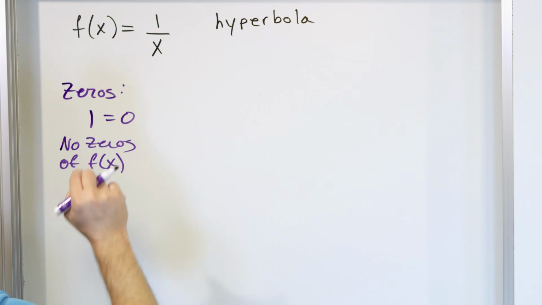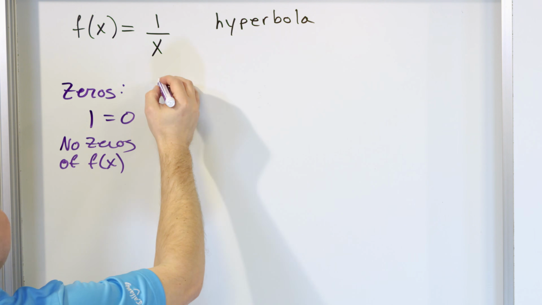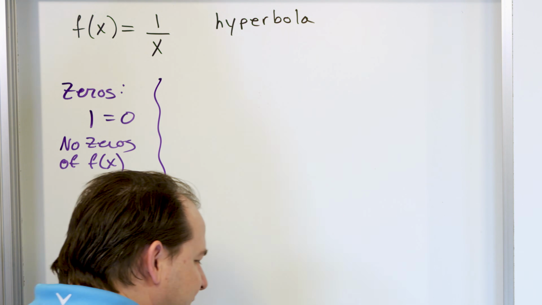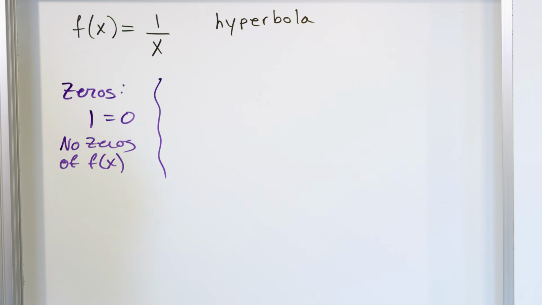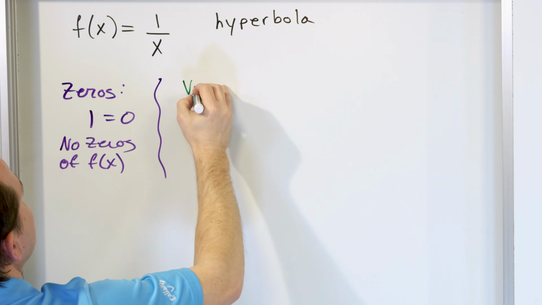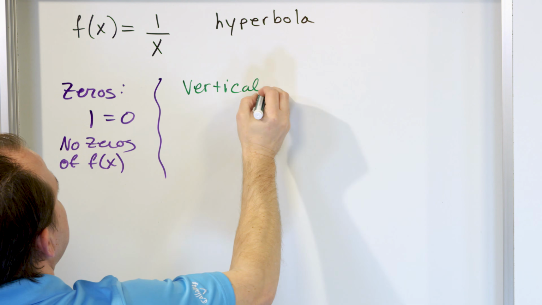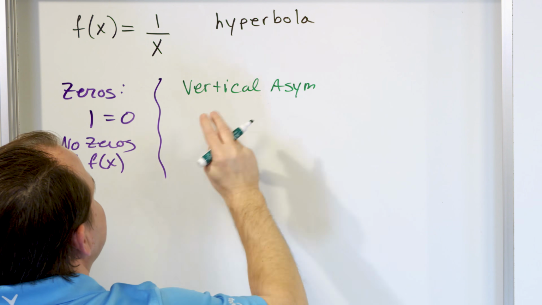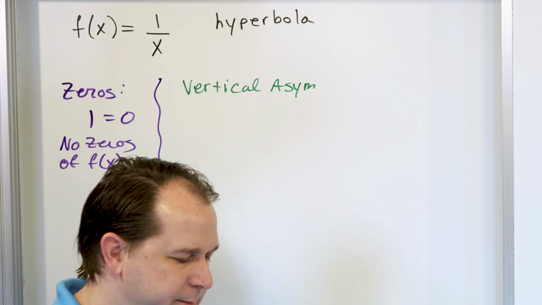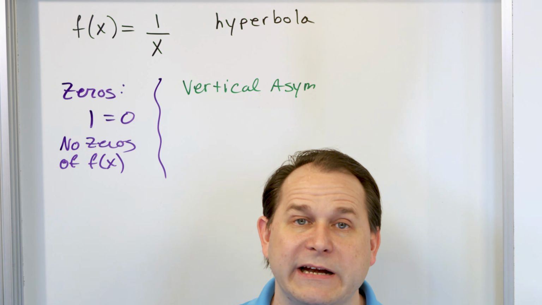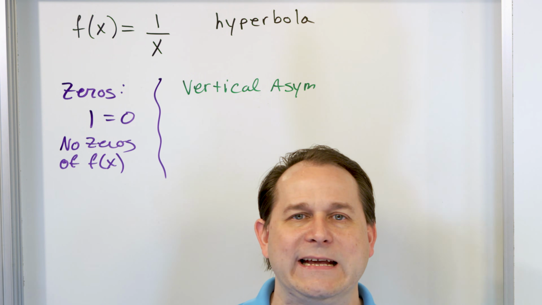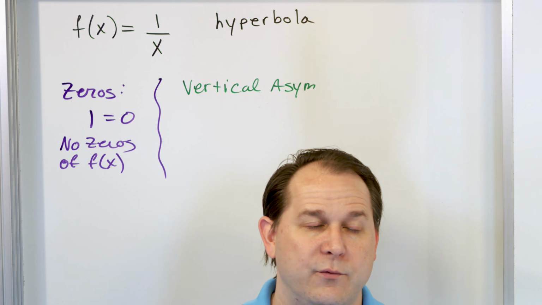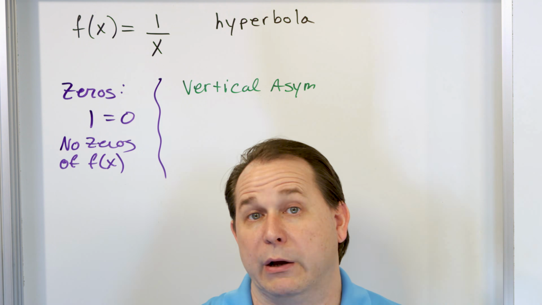And we can see that by just doing this very simple thing. Next thing we're going to do is figure out what the vertical asymptote is. Vertical asymptote. Now, vertical asymptote, remember in the last lesson we talked about, comes about by taking the denominator and setting it equal to 0. And we said that that restricts the domain. The domain cannot include values where the denominator goes to 0 because it blows up to infinity.